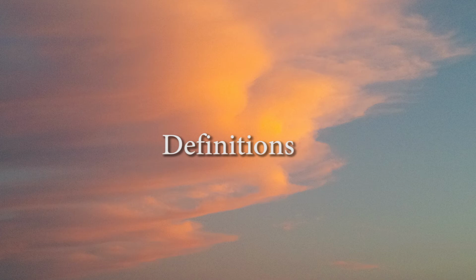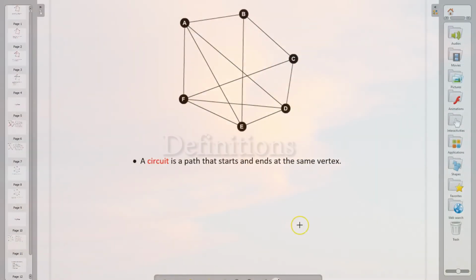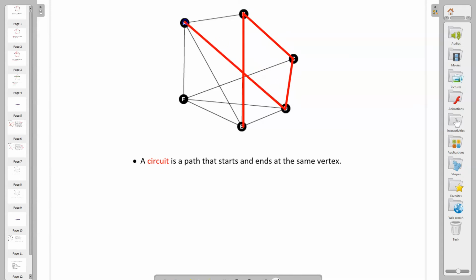Some more definitions. A circuit is a path that starts and ends at the same vertex. Let's use an example. E to B, B to C, C to D, D to A, A to B, and B to E. So it ends up where it started. That makes it a circuit. We write a circuit in the same way that we write other paths, simply by identifying the letters that make up the circuit in the order that they appear.